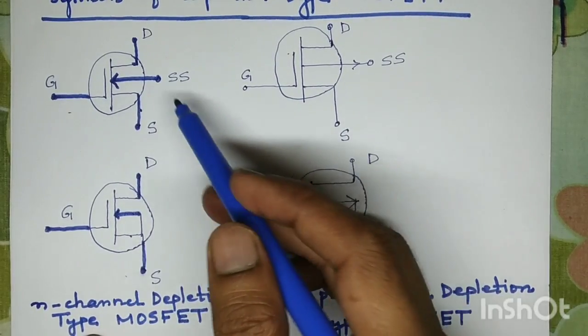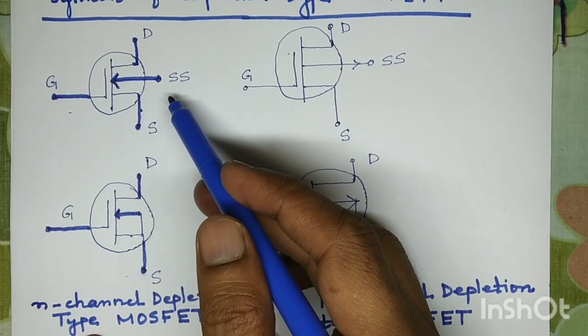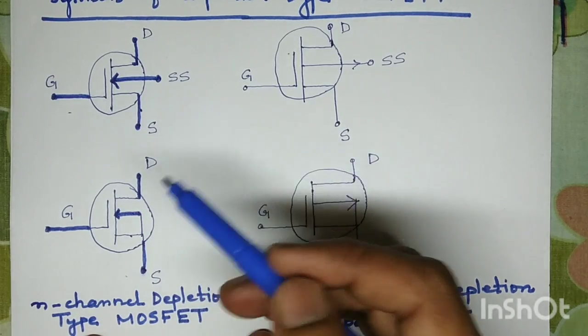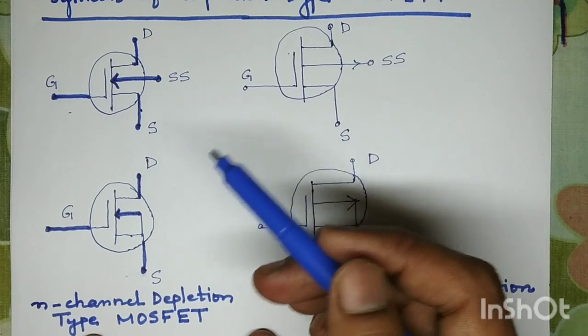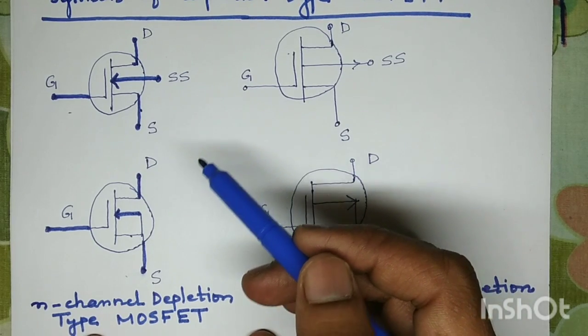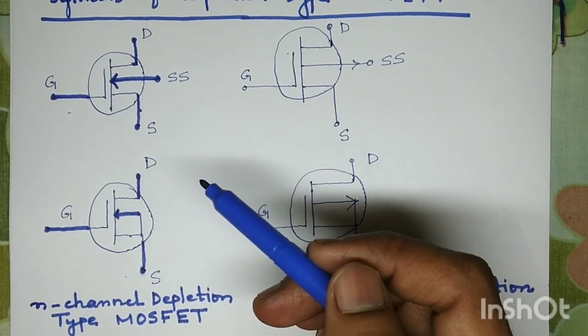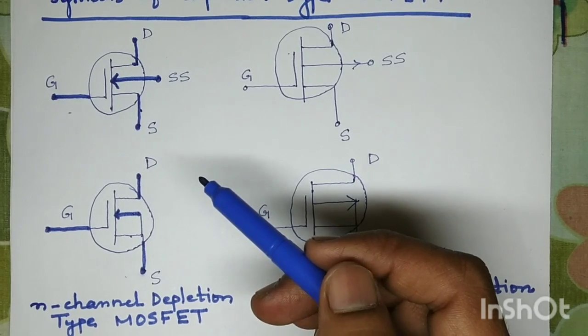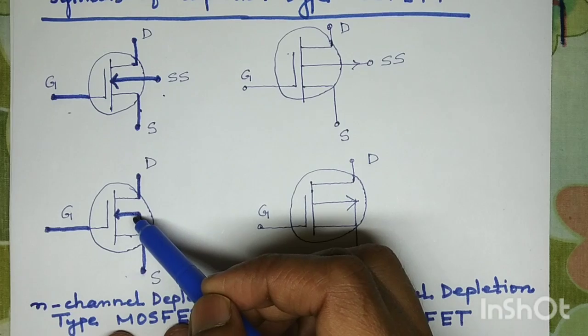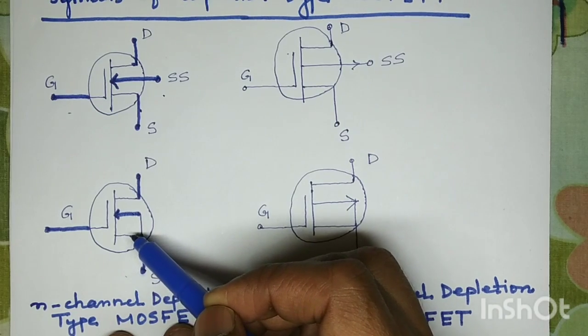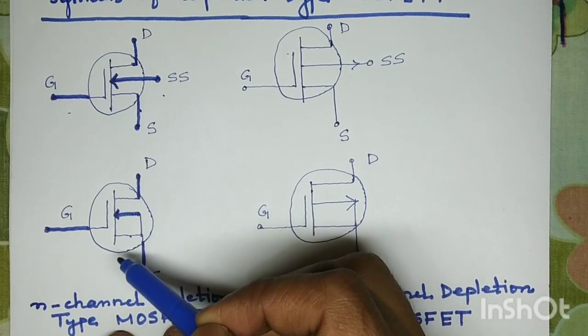So when the source is connected to some other potential, the threshold voltage of the depletion type MOSFET can be changed, and this effect is called the body bias effect. So in this case, body bias effect is present, and in this case, since the substrate is connected to the source, body bias effect is not present.